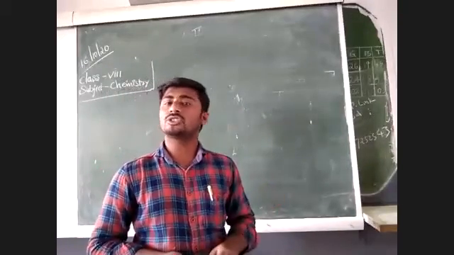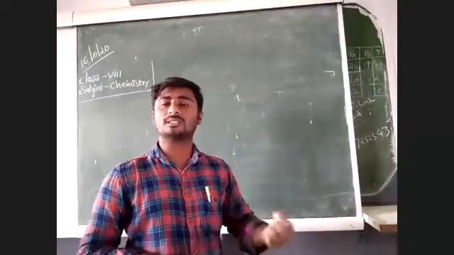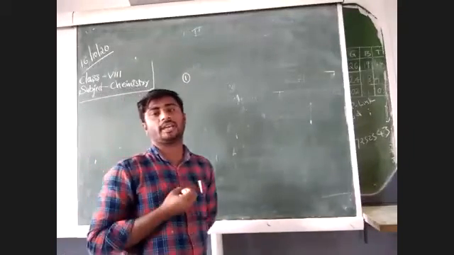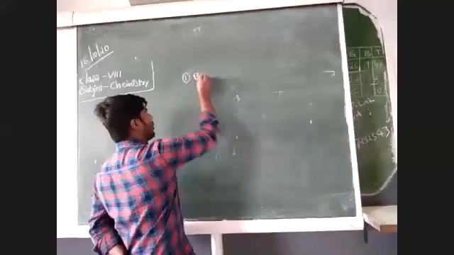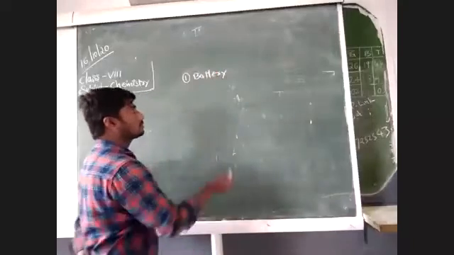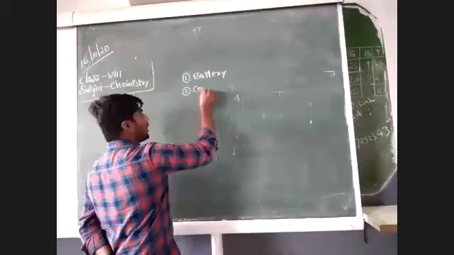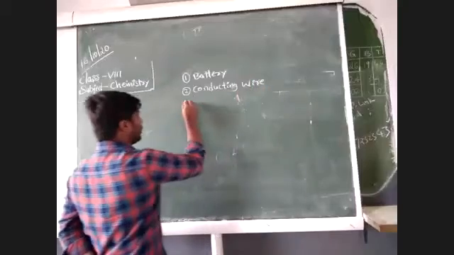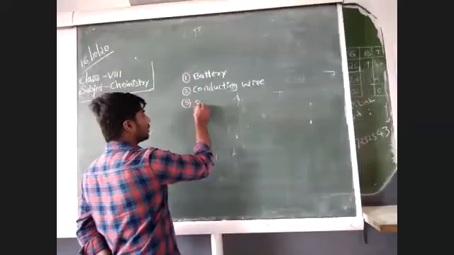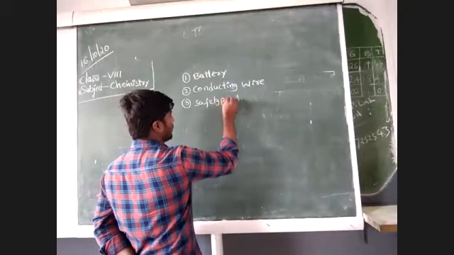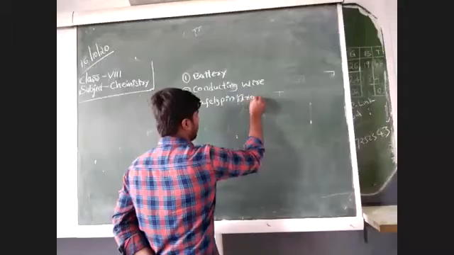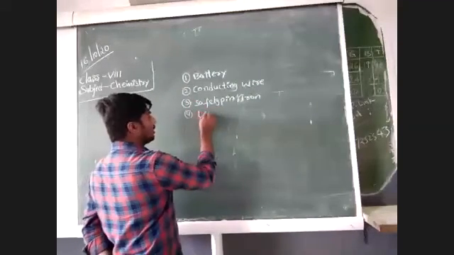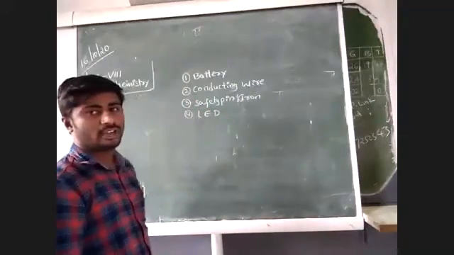Electrical conductivity in solids, we already discussed in the last classes, in class 6 and 7. In activity 1, we are taking metals. Here we require a battery, a conducting wire, a safety pin or an iron nail, plastic, pencil lead, and an LED bulb. These materials are used for the activity.